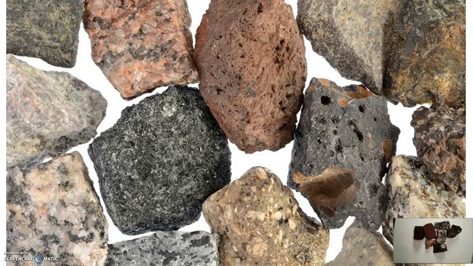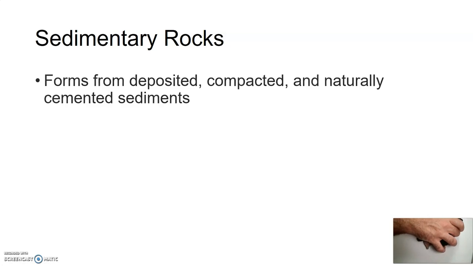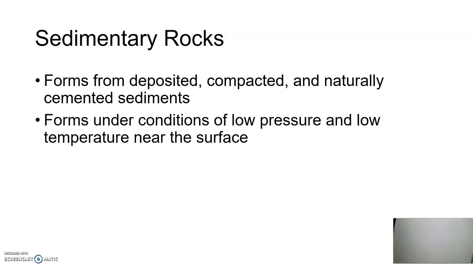What else we got here? Oops, sedimentary rocks. All right, so sedimentary rocks form from deposited, compacted, and naturally cemented sediments. They form under conditions of low pressure and low temperature. So a little bit of pressure and a little bit of heat can mush together, compact, and cement sediments together. They are made of pieces, called clasts. So sediment makes sedimentary rock.